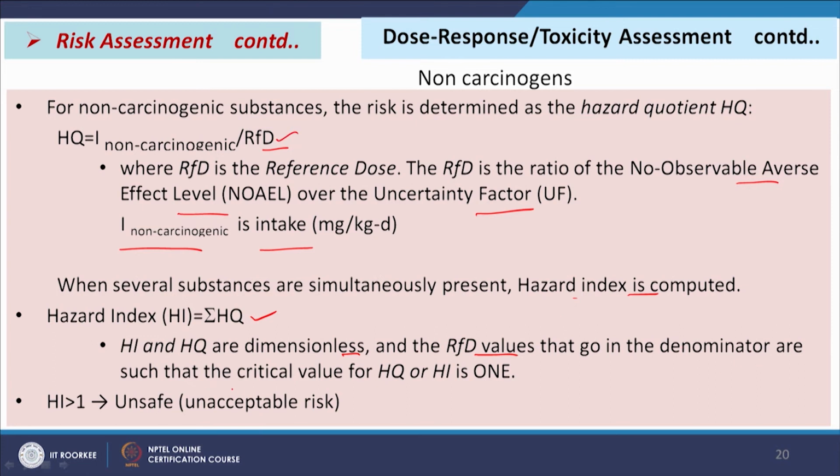are such that the critical value of HQ or HI is 1. So, more than 1 for HI means it is unsafe. So, that will not be safe, and there will be some risk under those conditions.